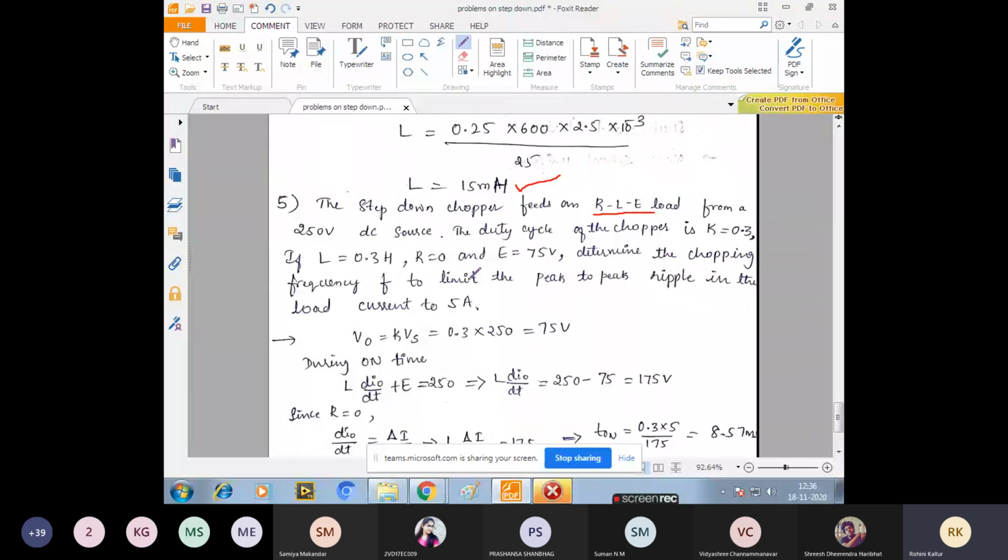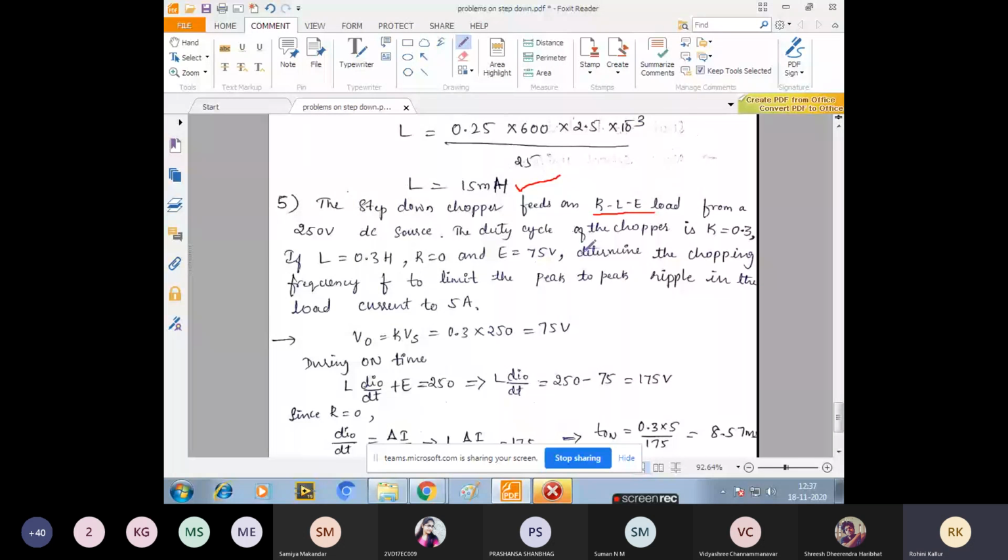Okay. So what we have to do is, whenever we get a problem, we need to analyze whether it is a step down chopper or step up chopper. Then you need to start solving, because in the derivation part, every different circuit has a different formula. Okay. So a step down chopper which feeds an RLE load from a 250 volts DC source. The duty cycle of the chopper is K, which is equal to 0.3, and L value is 0.3 Henry, R is 0, and E is 75.